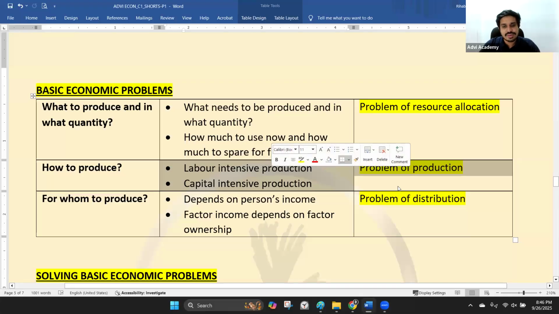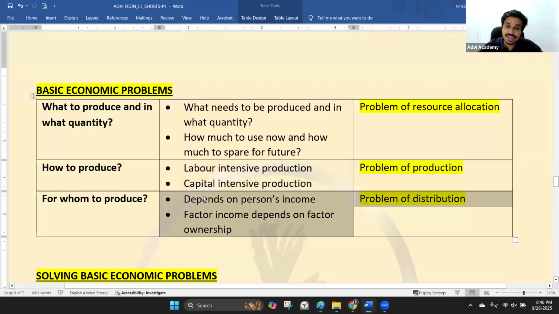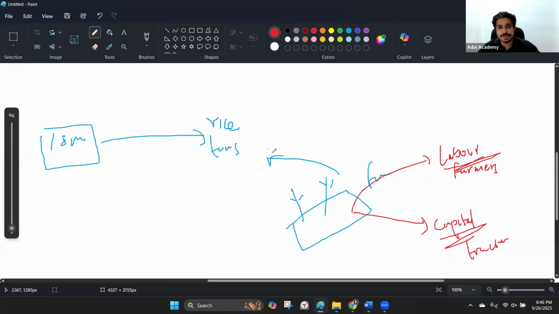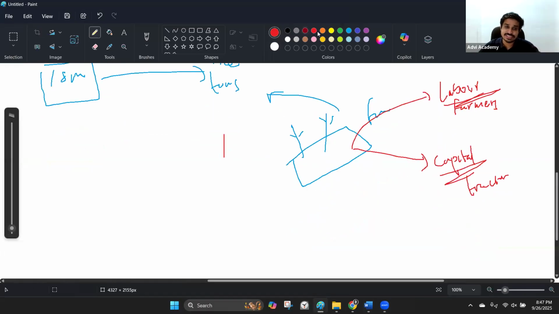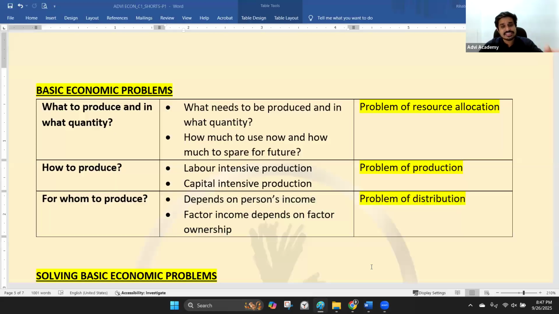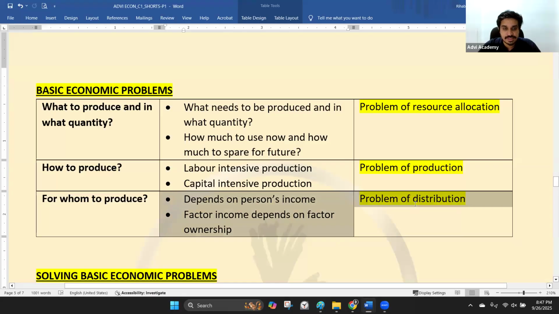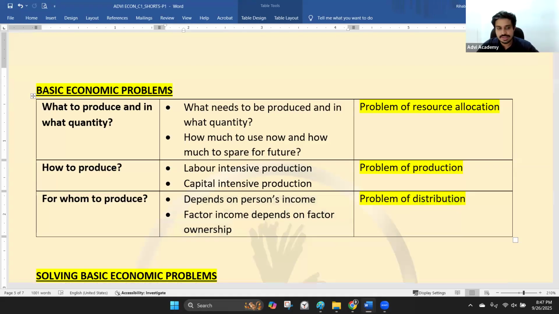Okay. And the third one is the problem of distribution. After we have decided we're going to produce the rice, and these are the resources we are going to use, farmers, labor-intensive, finally we come to the decision of, for whom are we going to produce this? After we have produced the t-shirt or the rice or whatever it is, who is going to buy this? Who is going to use this? For whom are we going to give this? That decision is based on factor income. We say factor income depends on factor ownership. What is this? Factor income and factor ownership, right? What are the four factors of production?